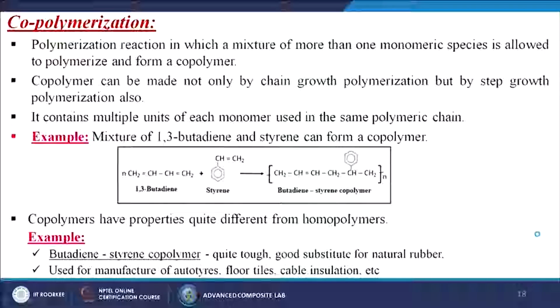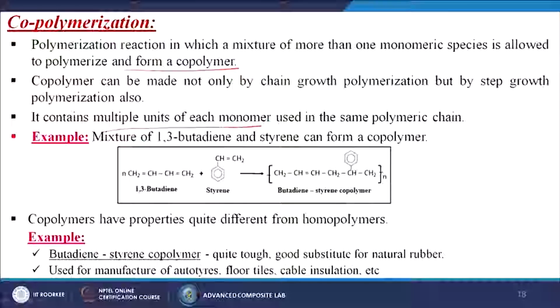Next, we are going to discuss copolymerization. Copolymerization is a polymerization reaction in which a mixture of more than one monomeric species is allowed to polymerize to form a copolymer. Copolymers can be made not only by chain growth polymerization, but by step growth polymerization also. It contains multiple units of each monomer used in the same polymeric chain.